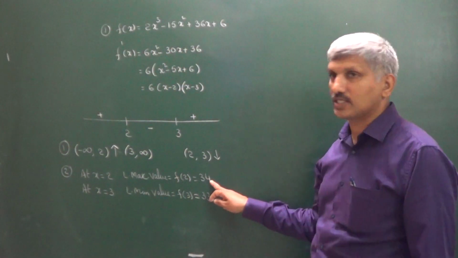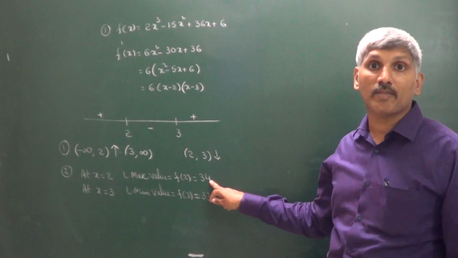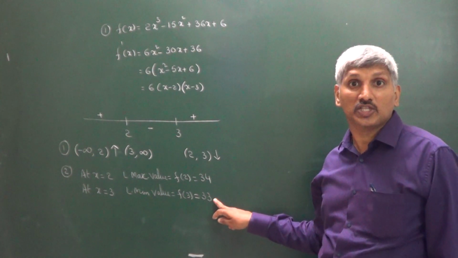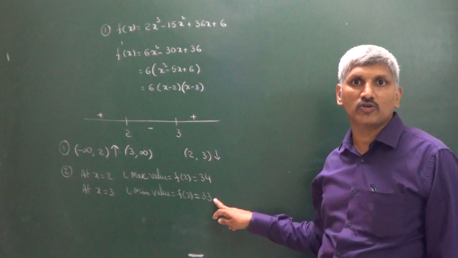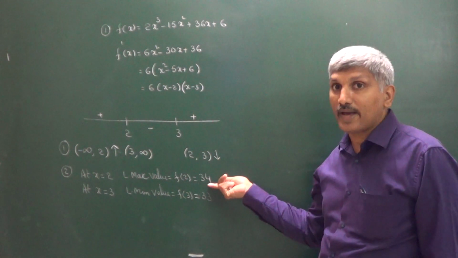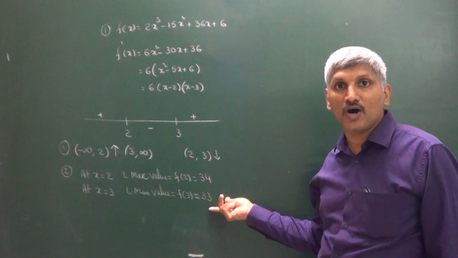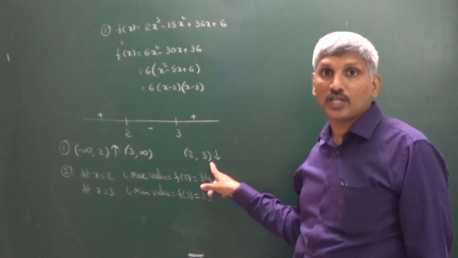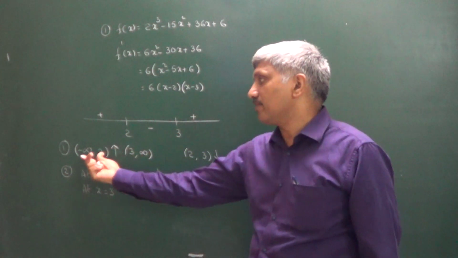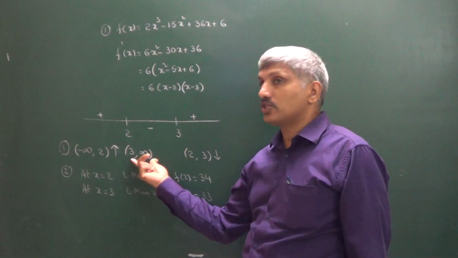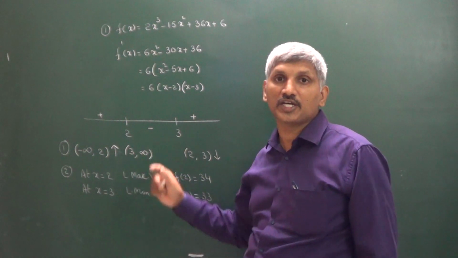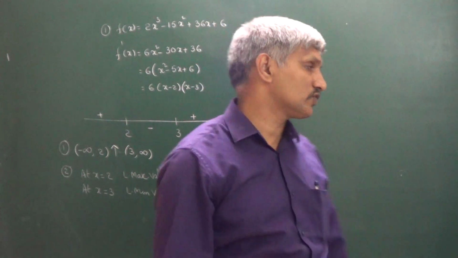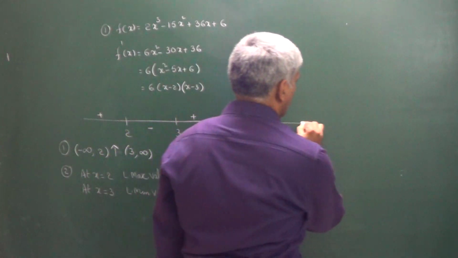The function has a local maxima at x equal to 2 and that local maximum value is 34. The function has a local minima at 3, and that local minimum value is 33. Whether you observed or not, local maxima is also positive, local minima is also positive. Between 2 comma 3, the function is decreasing. Between minus infinity to 2 union 3 to infinity, the function is increasing. With the help of this information, I am going to draw the graph for this function.